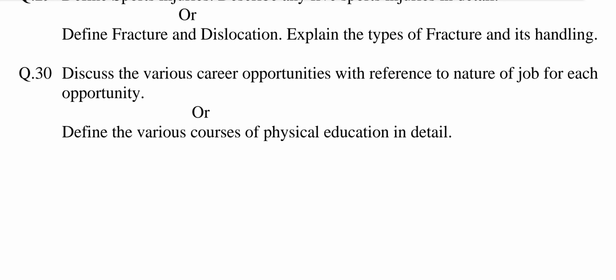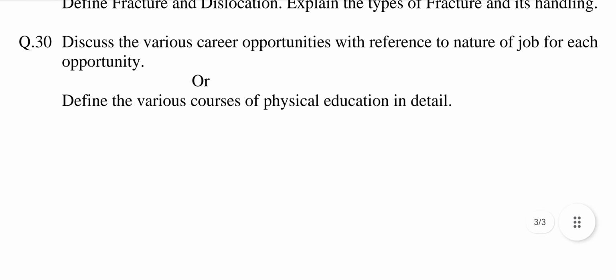Types of fracture. There are 7 types of fracture. Number 1, greenstick fracture. Number 2, comminuted fracture. Number 3, impacted fracture. Number 4, simple fracture. 5, compound fracture. 6, complicated fracture. 7, depressed fracture. Explain all these 7 types of fracture into 2 to 3 lines.